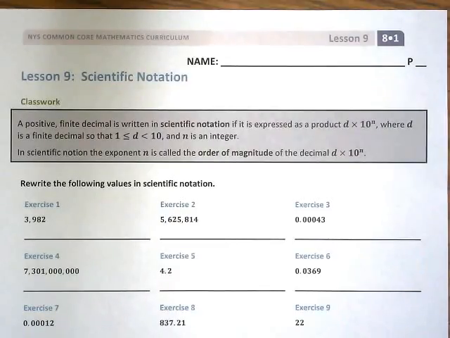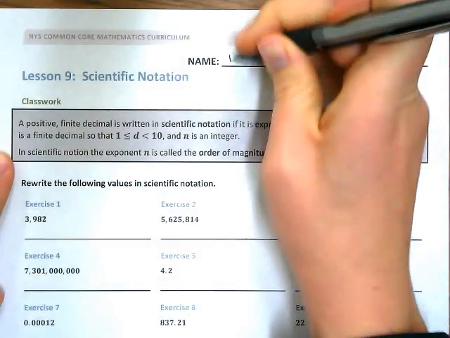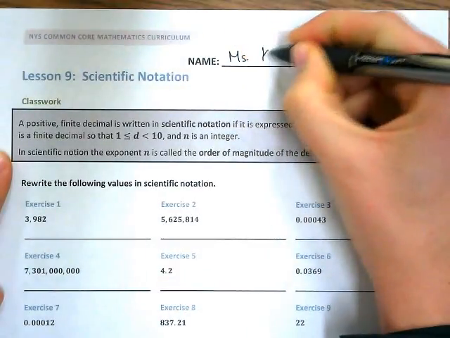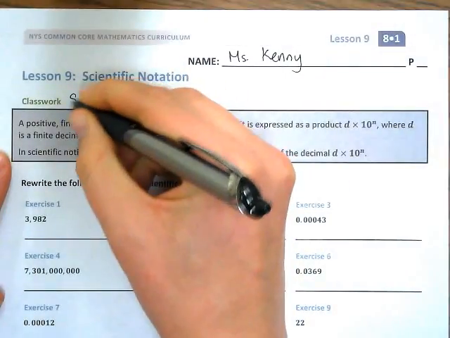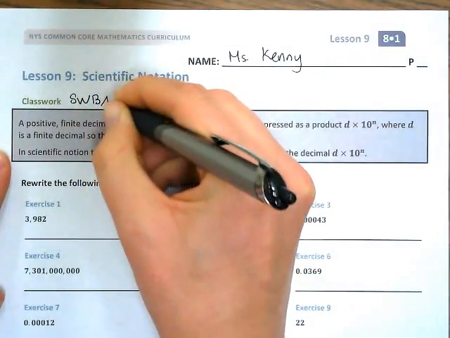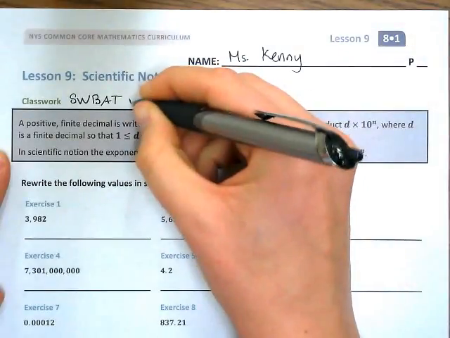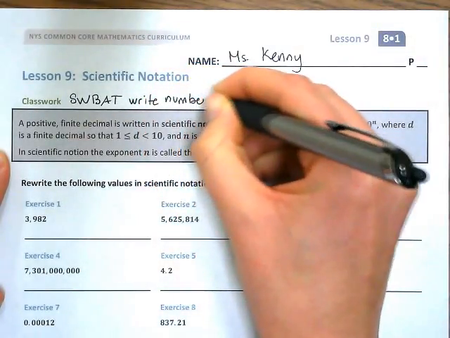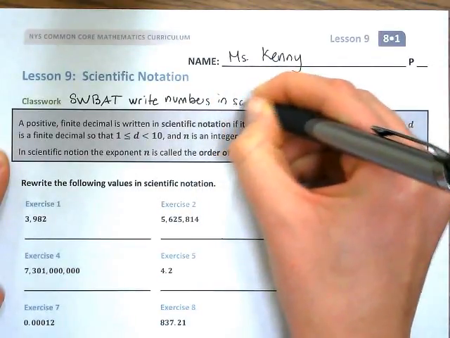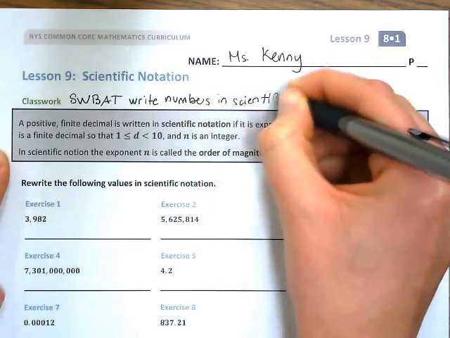Today we're going to be talking about scientific notation. Once you have lesson 9, go ahead and write your name on the top, and then our objective for today, which says students will be able to write numbers in scientific notation.